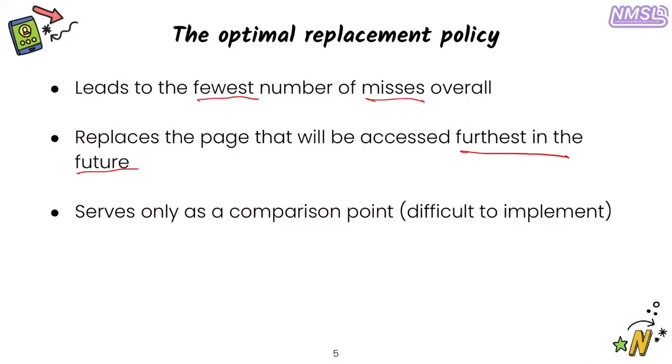Now, obviously, in real life, the future is hard to predict. So this is difficult, if not impossible, to implement. So we're going to use this optimal replacement policy only as a comparison point. How close is my policy to the optimal replacement policy? You cannot beat it, but how close can we get?